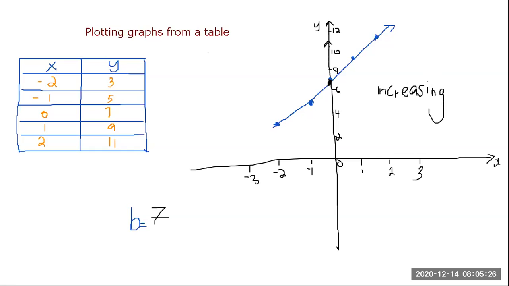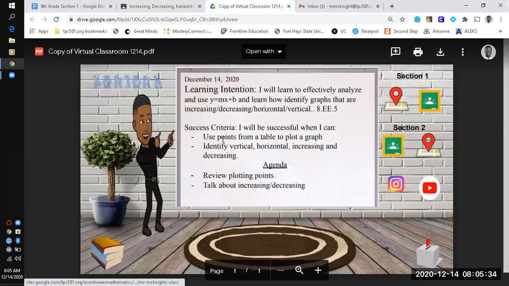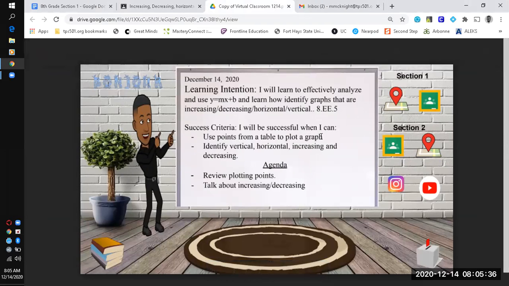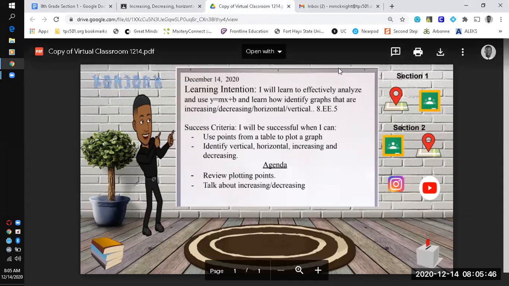There it is. So I just wanted to go back and review this first part. Let me pull it up. That's the assignment. But right here, I want to go back. It says use points from a table to plot a graph. That's one of the examples we just did. But then also identify when a graph is vertical, horizontal, increasing, or decreasing. If you have any questions about this, just let me know.